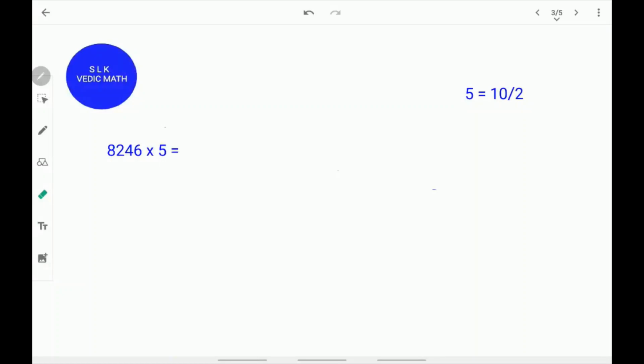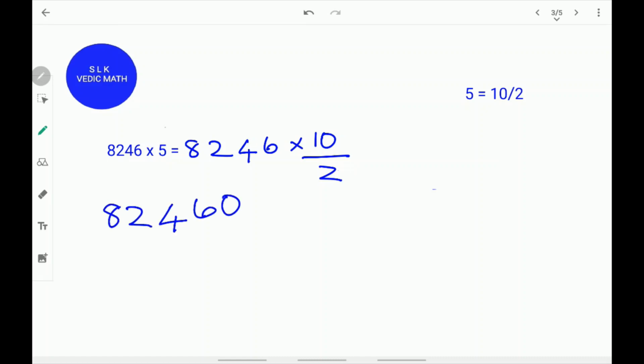Let's try another example. 8246 times 5. So it's basically 8246 times 10 by 2. First multiply 8246 with 10. So we basically add a 0 to the end. So it's 82460. Next we divide it by 2.